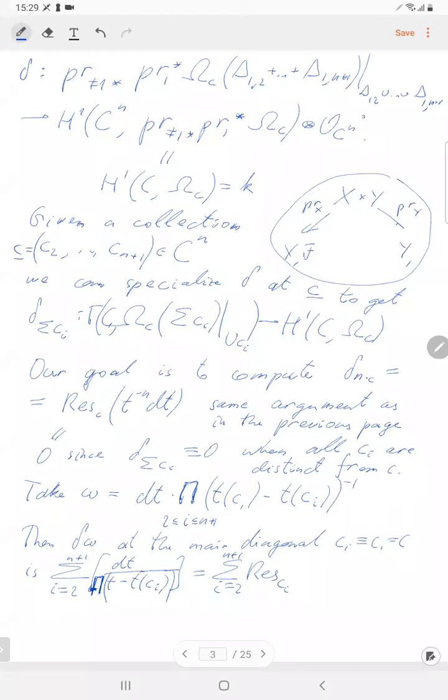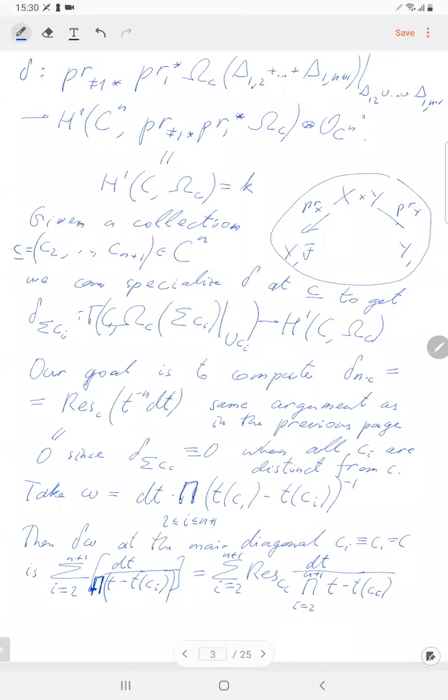If we take the sum, it is just equal to n plus 1 minus 2 times dt divided by the product. After we take the product, nothing depends on t anymore, since we have summed over all of them. But these are classes at the poles. These are classes of the poles at those points, so they are just residues at ci of dt over the product of t minus t of ci.